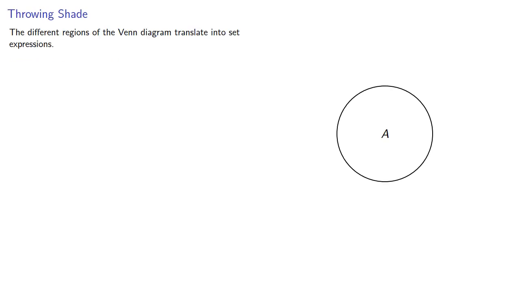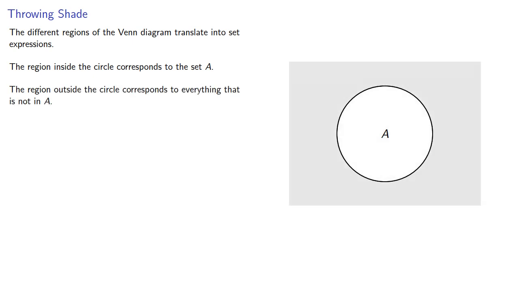The different regions of the Venn diagram translate into set expressions. So again, the region inside the circle corresponds to the set itself. The region outside the circle corresponds to everything that is not in the set, and so it corresponds to a complement.